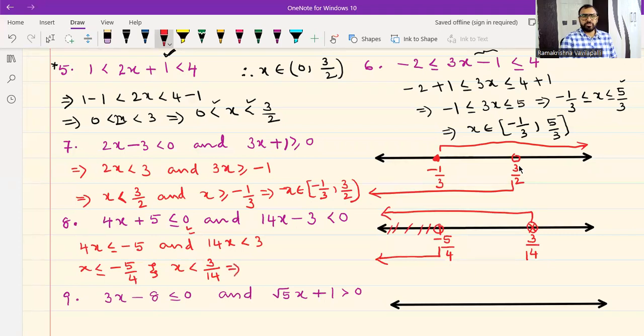So x belongs to the common interval, it starts from minus infinity to minus 5 by 4. Here it is less than or equal to there, so therefore you have to write a closed interval. Here, done.